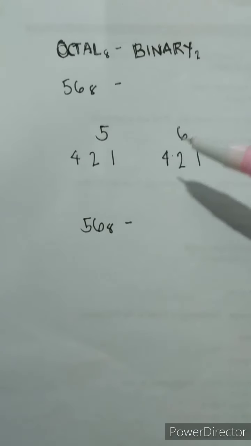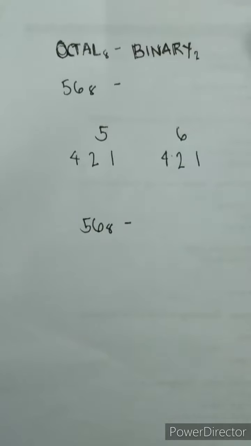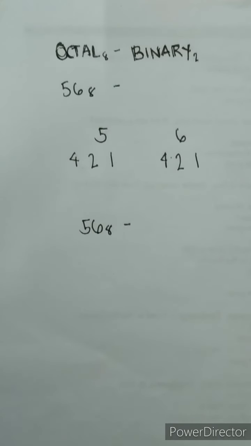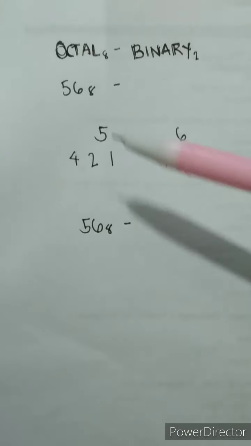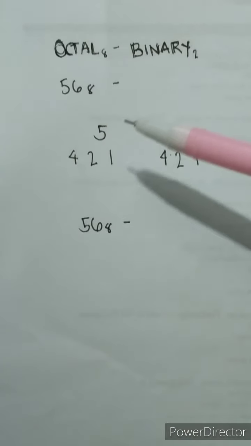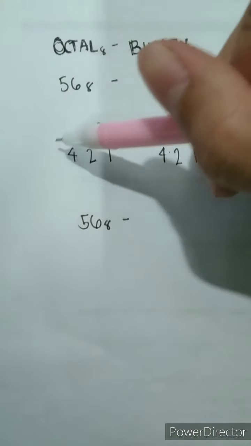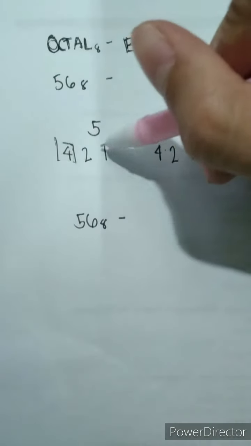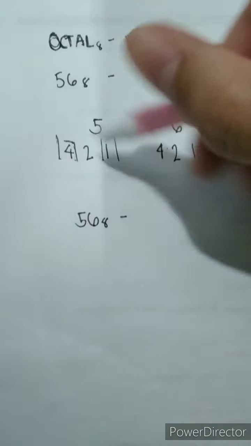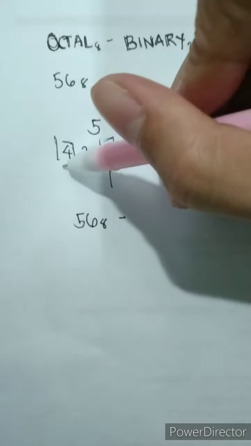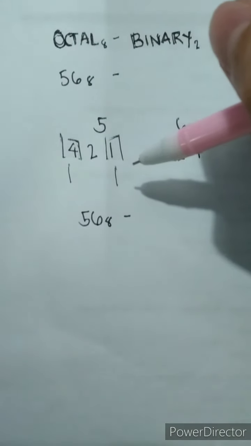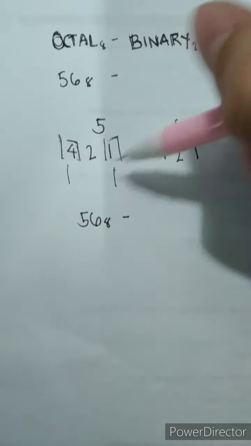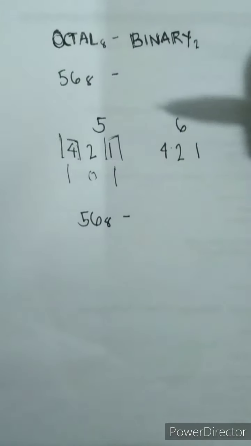multiply 2 to the power of 0, which is 1, 2 to the power of 1, which is 2, and 2 to the power of 2, which is 4. So the sum of 5 will be 4 and 1. So let's put 1, and the other one will be 0, which is the empty one.